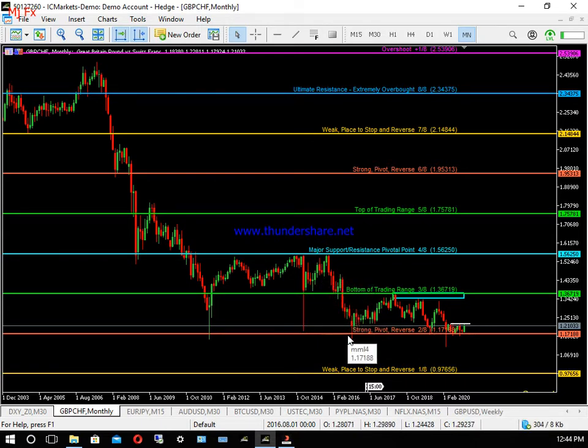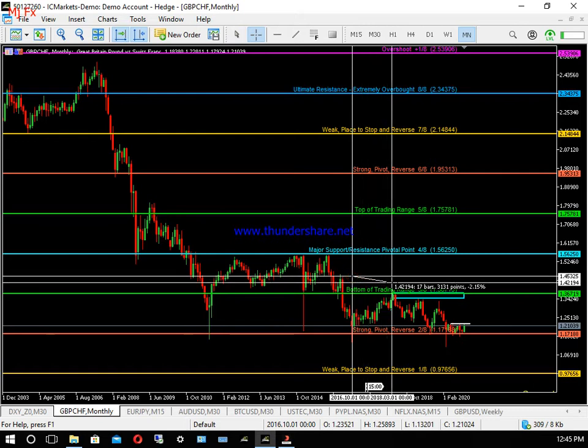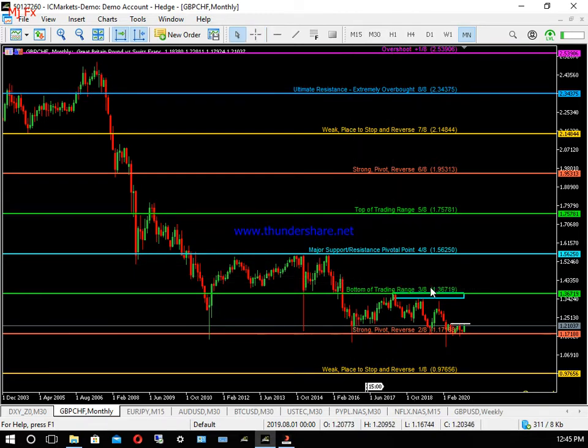And then the second time it came back down, tried to close below it. Whenever it fails to close below strong pivot reverse, it's an indication to buy. So it bought. It bought for a period of, let's say, 18 months. For a period of 18 months, it has been buying, and then it went down again, came back down again, failed to break below strong pivot, and now it's buying.